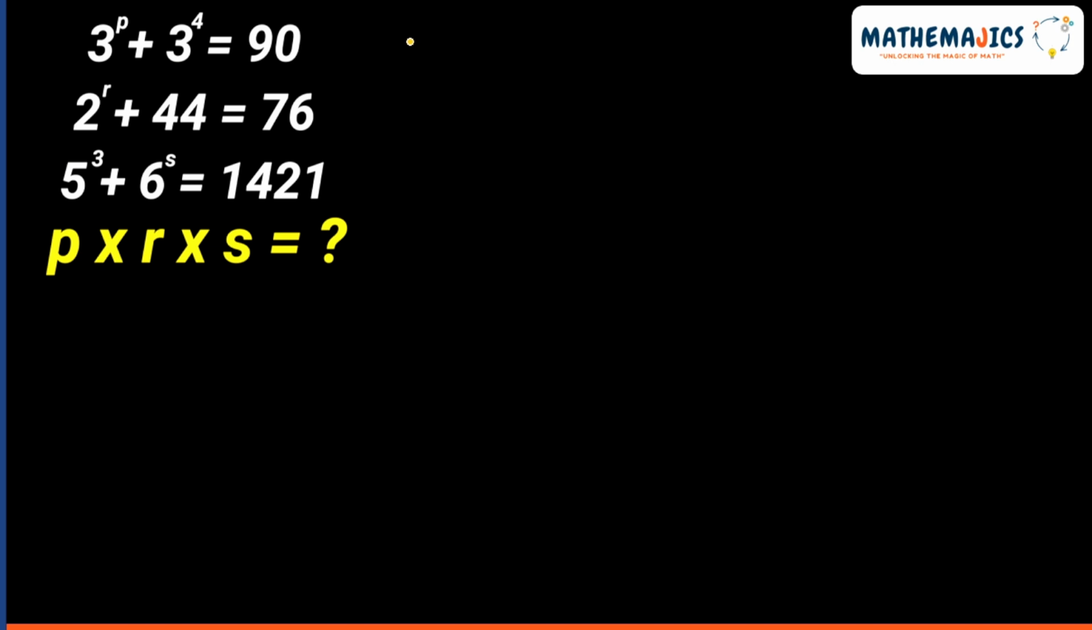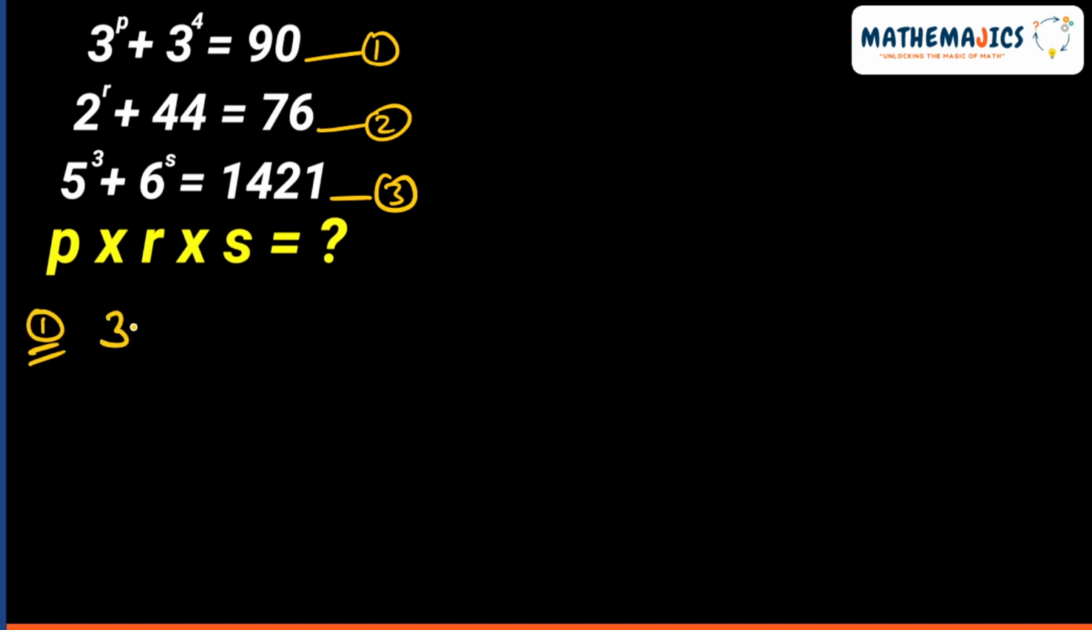We have this interesting question from algebra today. Let's see how we can solve this. Here we are given three equations and we need to find the value of P times R times S. So let's name these equations as equation 1, equation 2 and equation 3. Okay. So let's start solving equation number 1.